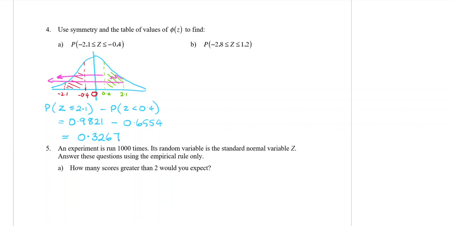Part B, we are drawing another diagram so we can visualize what's going on. We're going from minus 2.8 to 1.2. So minus 2.8 would be right down the end this way, minus 2.8. And 1.2 would be on the positive side. There, and we're after that space.